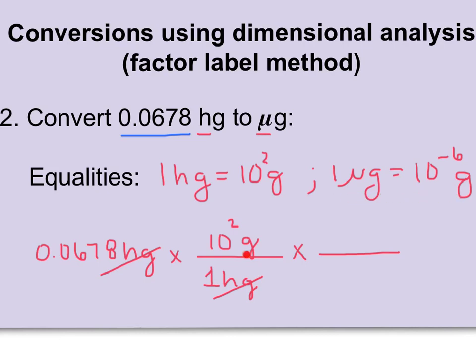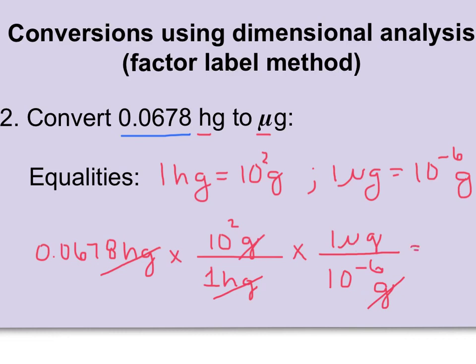Now notice that the unit that we want to get rid of or divide out is grams, so we're going to need to take 10 to the negative 6th grams and put that in the denominator so that we can get that unit to cancel out. So we're going to put 10 to the negative 6th grams in the denominator and 1 microgram as the numerator. Notice again that unit cancels out. Now to solve this, we're going to take 0.0678 times 10 squared divided by 1 times 1 divided by 10 to the negative 6th.